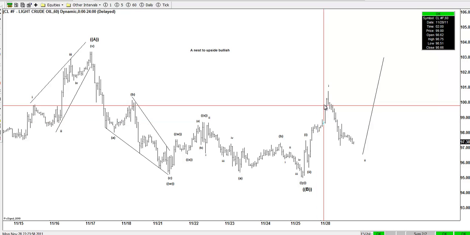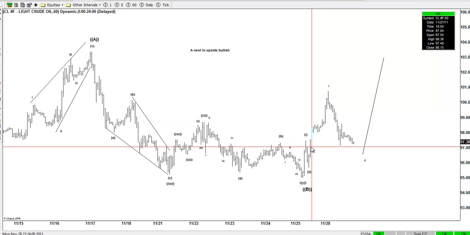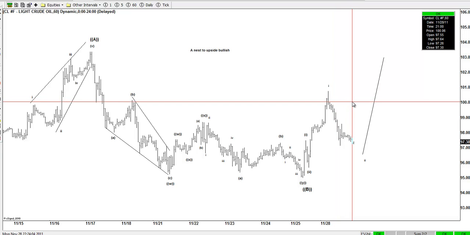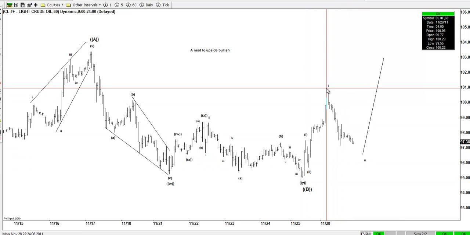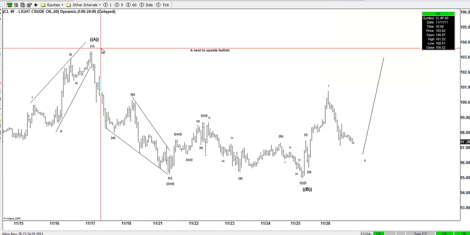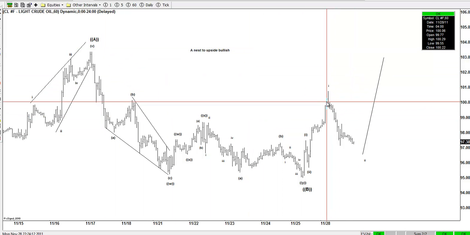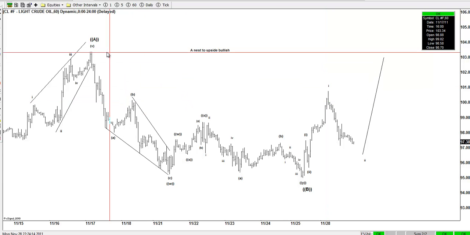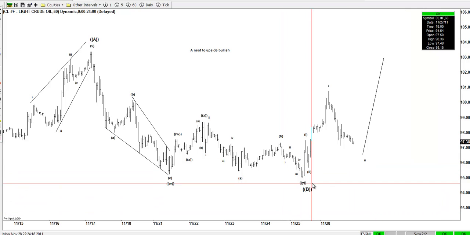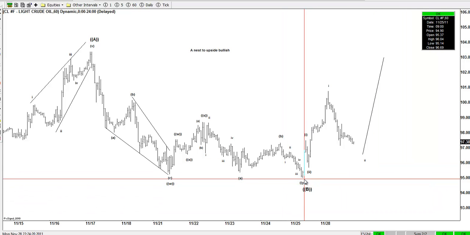These 5 waves are kind of questionable, so we have to be careful with it, but it does not matter, because if this is not a 5, that's going to solidify more that it's going to go to the downside. Why? Because this low anyway is bearish. That makes oil bearish anyway. So I want you guys to keep this also in mind.